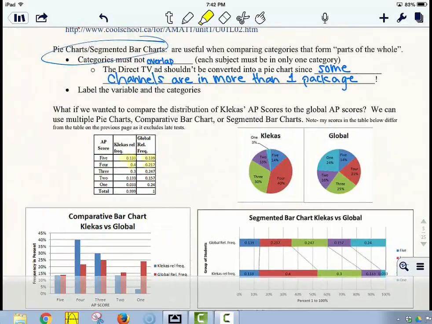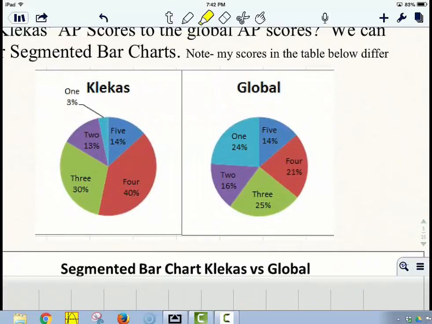So we could present that in a pie chart, and it's okay to do this because there's no overlapping. You can't get a 4 and a 5. Notice that they are labeled and that the spaces are representative. This really is about 25% of the circle.